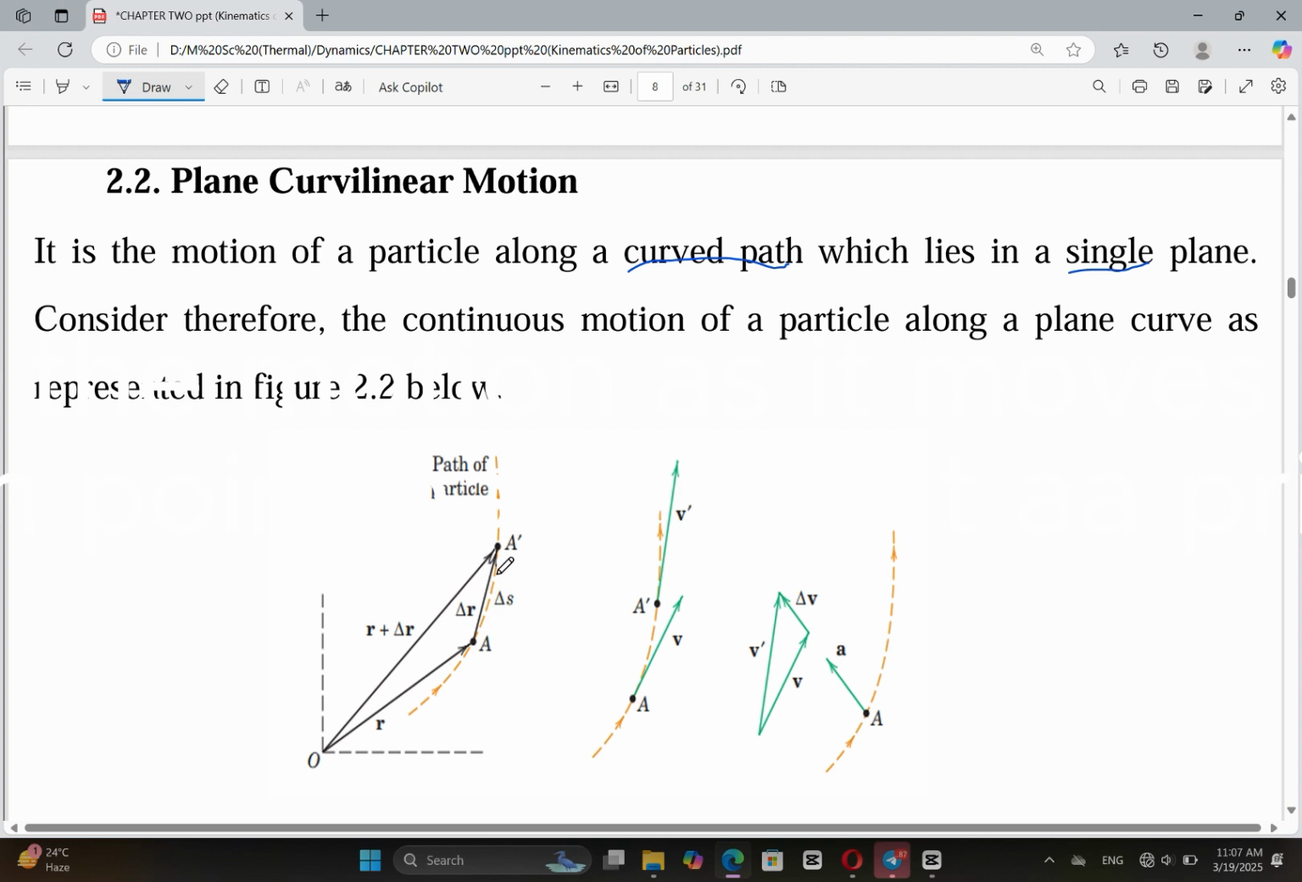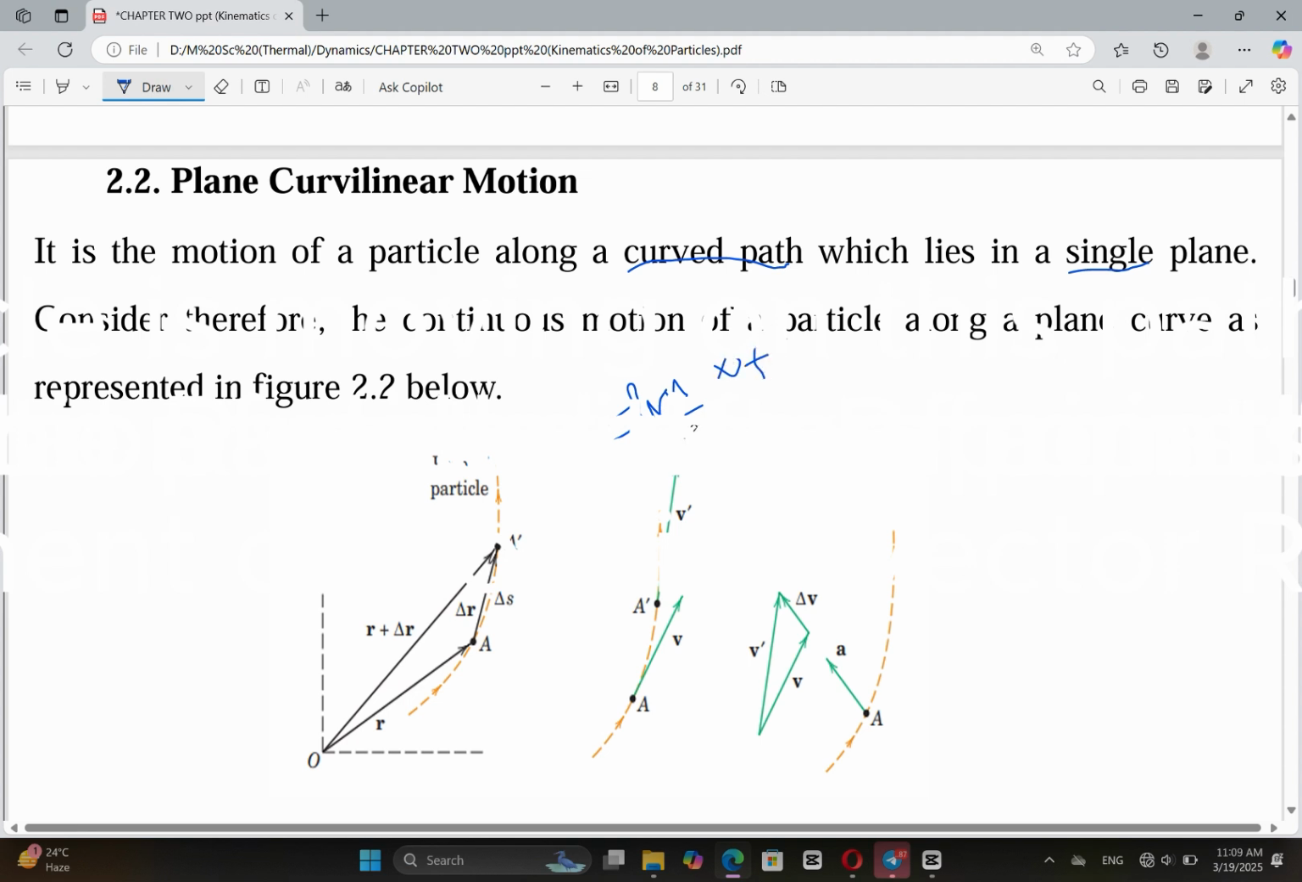Now when your particle is moving on this path from bottom to top, we are observing the particle at the points A and A prime. Point A is located at displacement or position vector r from the point of observer O, and A prime is located at r plus delta r from the point of observer O, where delta r is the position vector of A prime from the point A.